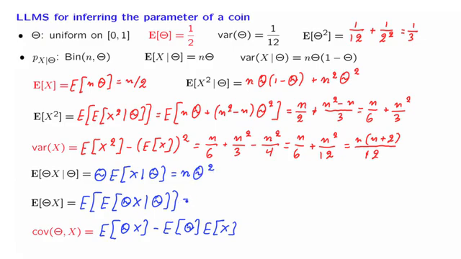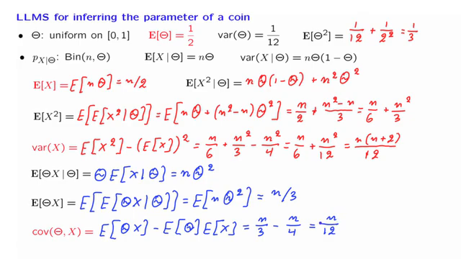So now we can go back here. We have the expected value and the term on the inside. We just found it. It's n times theta squared. And since the expected value of theta squared is 1/3, from here we obtain n over 3. And now we can go back finally to the calculation of the covariance. It's going to be n over 3 minus the expected value of theta, which is 1/2, times the expected value of x, which is n over 2. So it's minus n over 4, and this evaluates to n over 12.